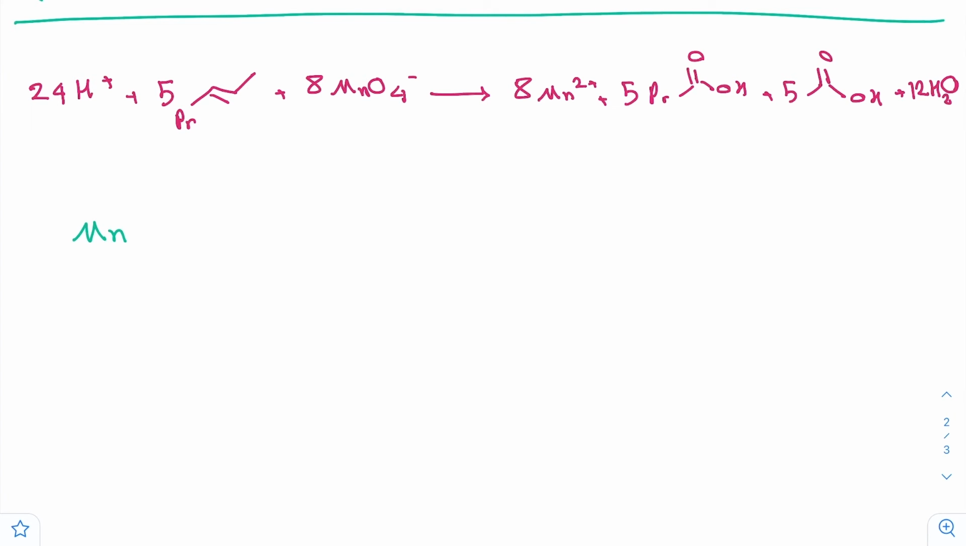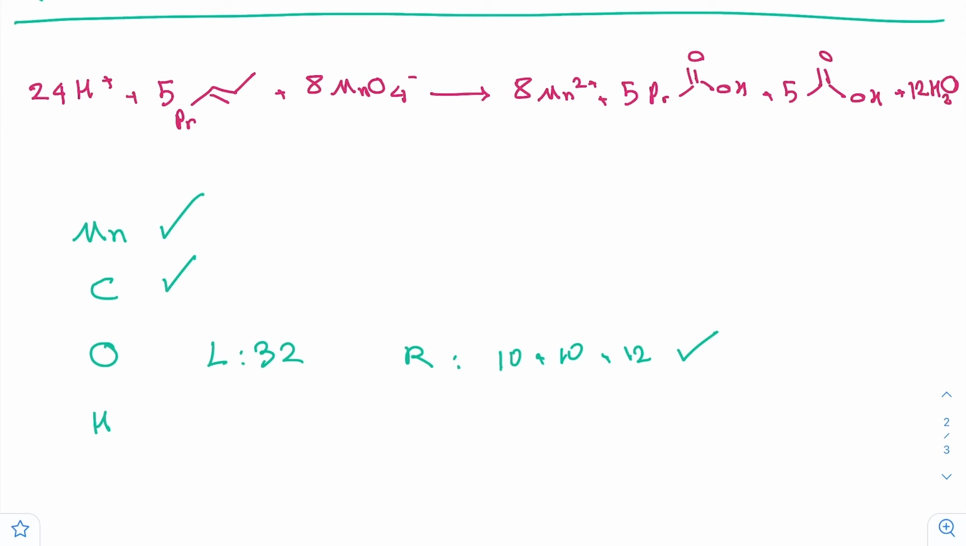So manganese is in balance. We have 8 manganese atoms on the left, 8 on the right, so not a problem there. As for the carbons, they are also in balance, so not a problem there. Let's see what the oxygens are like. On the left, we have 32 oxygens. On the right, we have 10 plus 10 plus 12, so that is also in balance.